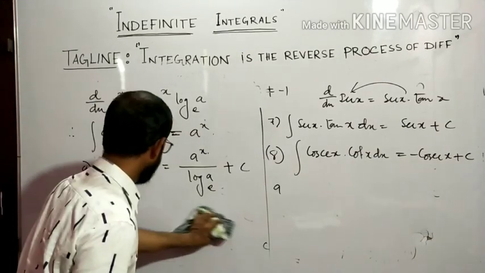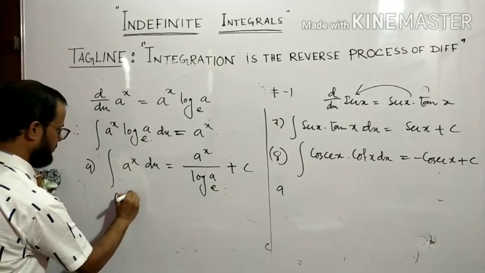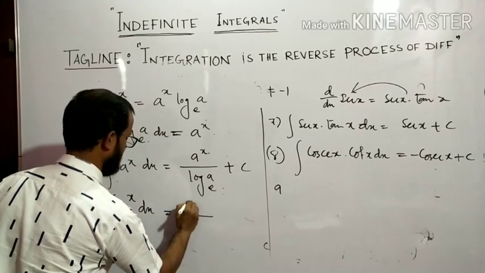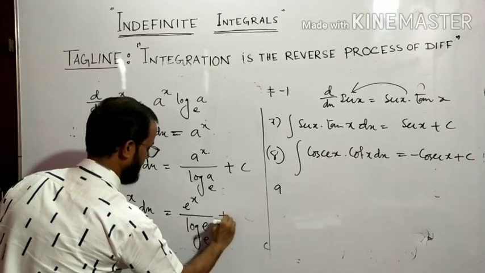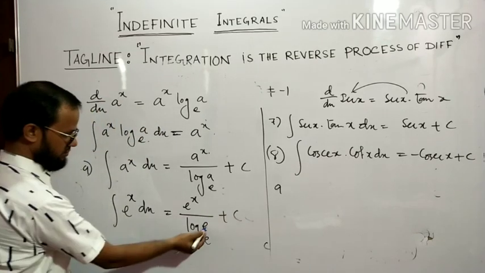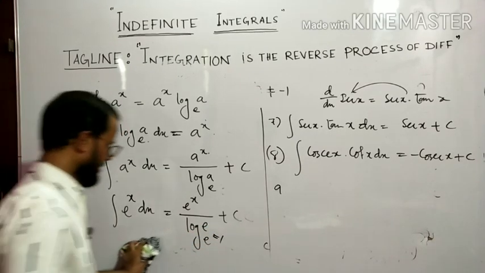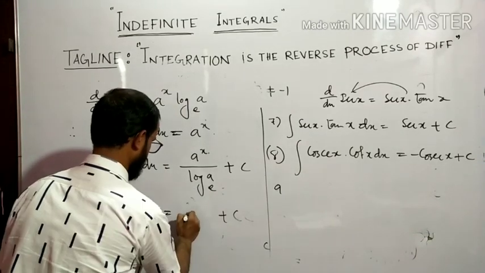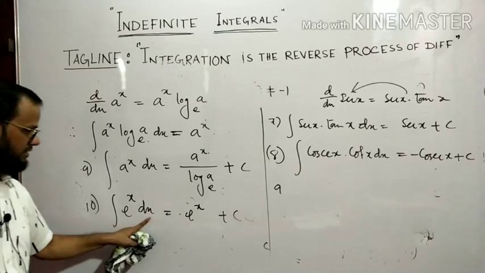So when we put e in place of a, what will happen? On the right side it will be e to the power x by log e base e plus c. And you know log e base e is equal to 1. So the final answer will be e to the power x plus c. This is number 10: integration e to the power x dx is equal to e to the power x plus c.